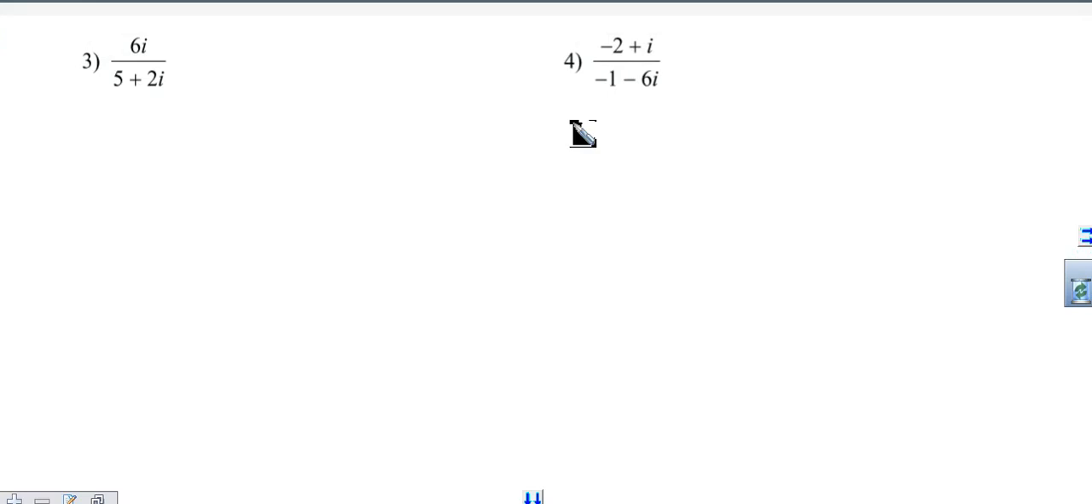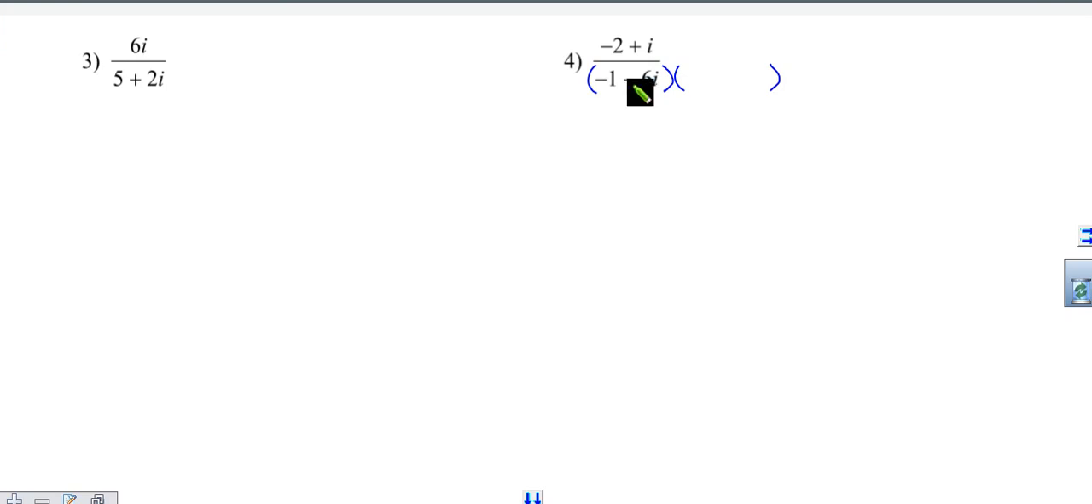Number 4. This is an example of an imaginary complex problem where we have a binomial in the numerator and a binomial in the denominator. Again, we have this i we need to get rid of. Since it's part of a binomial, I'm going to use a binomial to get rid of it. I will use its conjugate.